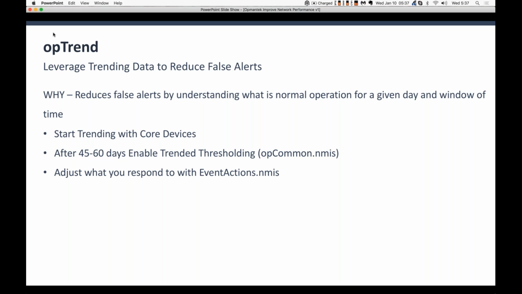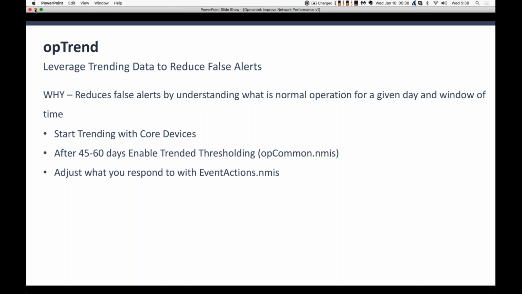And it'll do it for that device's CPU and memory, and then it will do it for each of that device's interfaces. So what's normal usage, percentage usage for a specific interface on an individual device on that hour window of that day of the week? Opie Trend will figure out what is normal. It'll then map that out for you. So let's take a quick look at what that looks like.